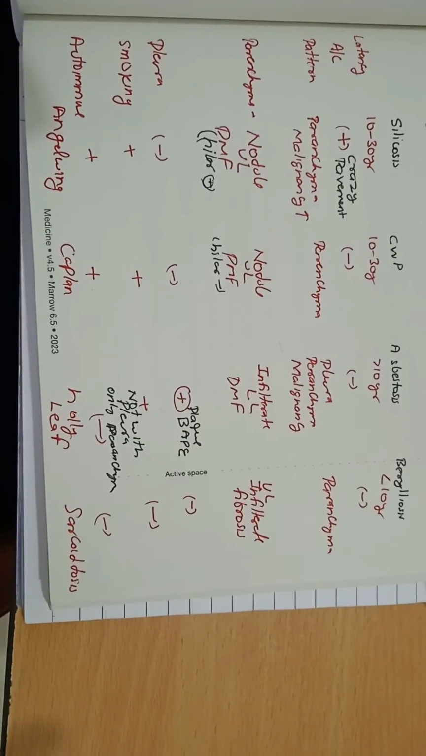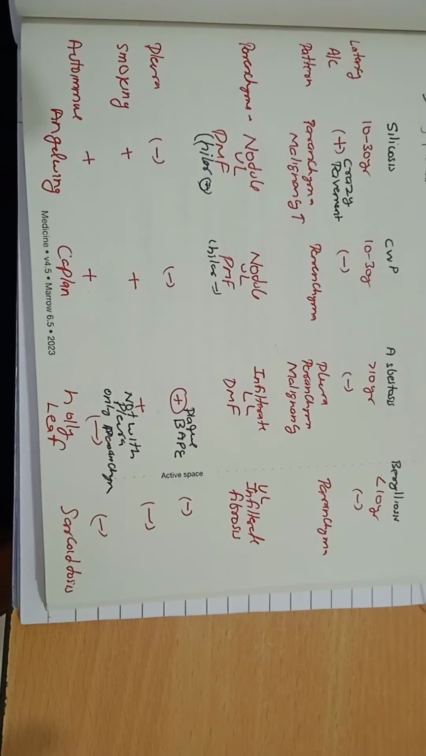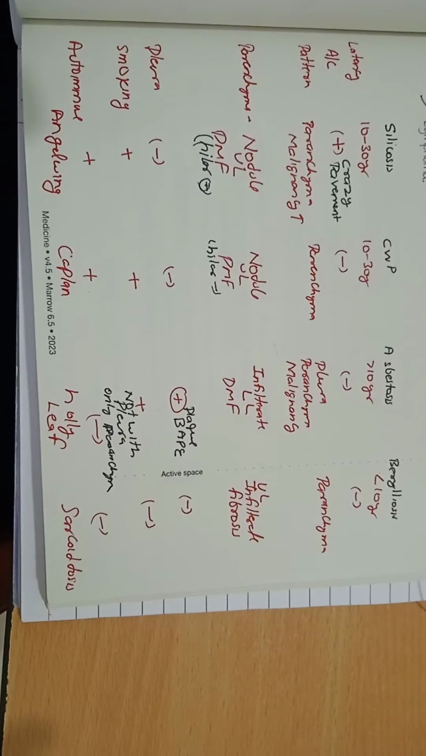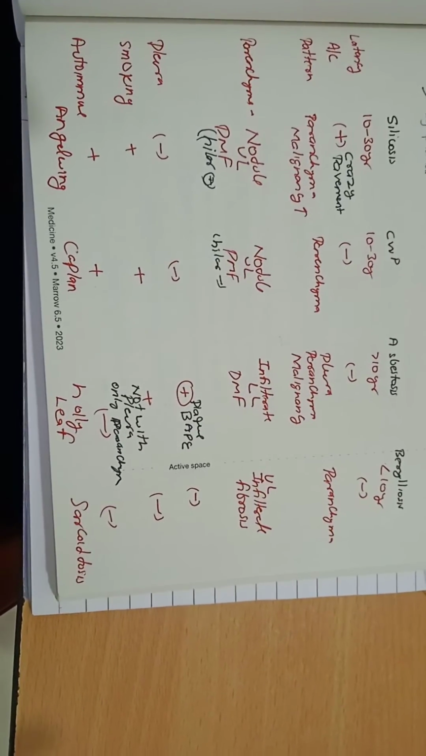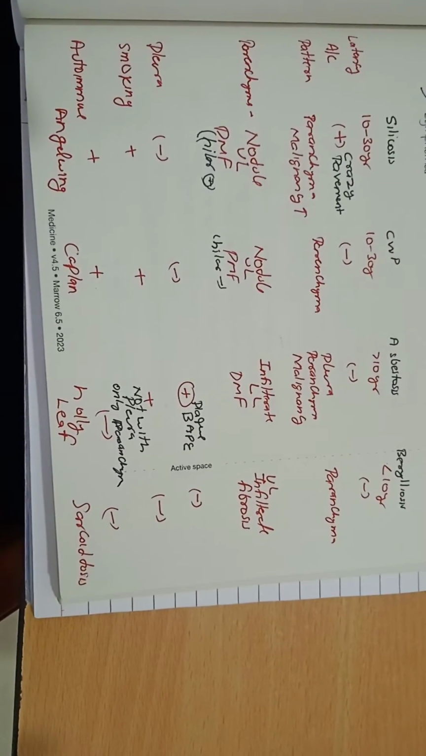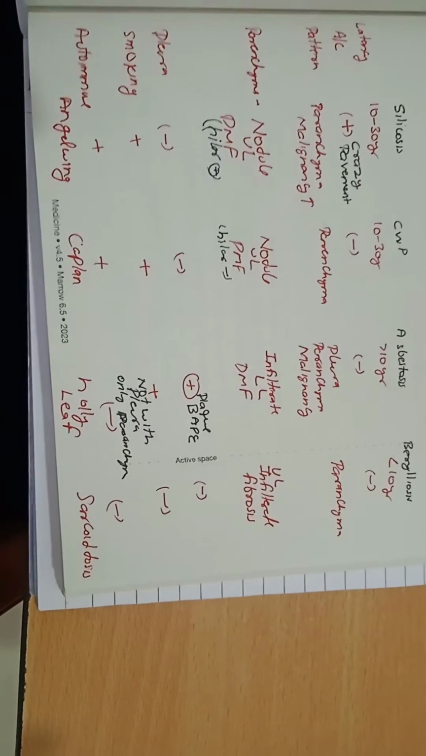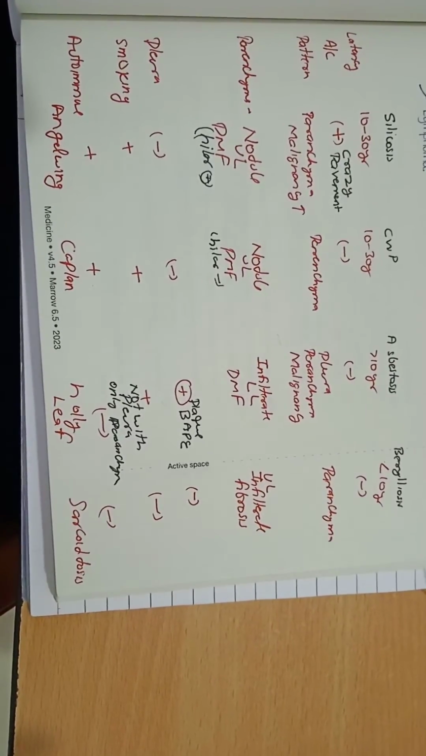Pleural involvement is only seen in asbestosis. The earliest finding is BAPE, that is benign asbestos related pleural effusion, and the most pathognomonic finding is pleural plaques.